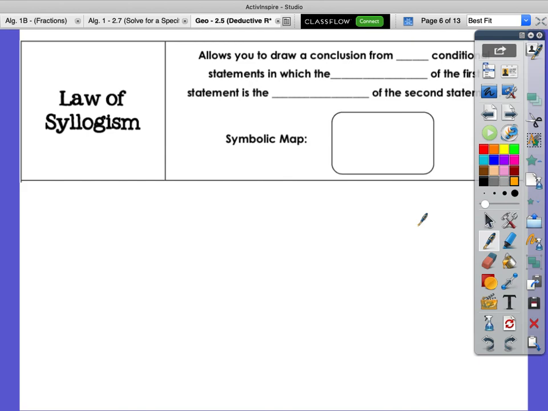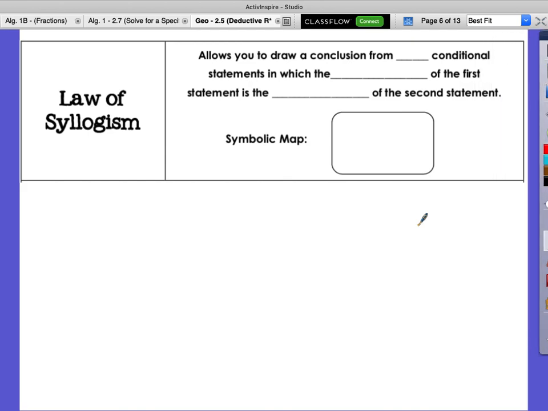Now we have the second law, the law of syllogism. This allows you to draw a conclusion from two conditional statements in which the conclusion of the first is the same thing as the hypothesis of the second statement. We're saying the conclusion of the first statement and the hypothesis of the second statement are the same. If that happens, we can draw a conclusion.